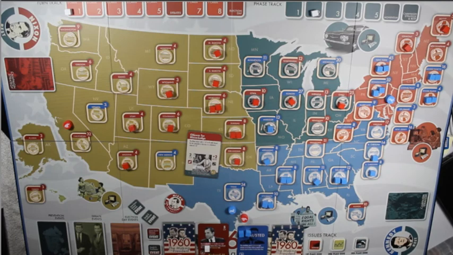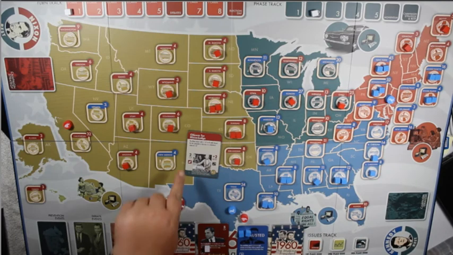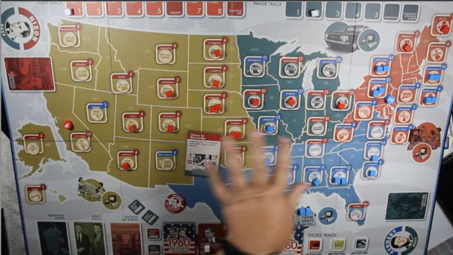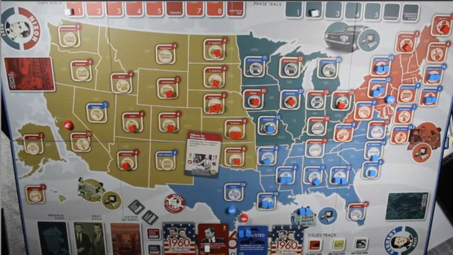And Kennedy is going to take the 2 CP right there. He's not going to do issues, and he's not going to do campaigning for states, getting state support. He is going to place them for media support. He's going to go south and east. You can place them in any region you wish.